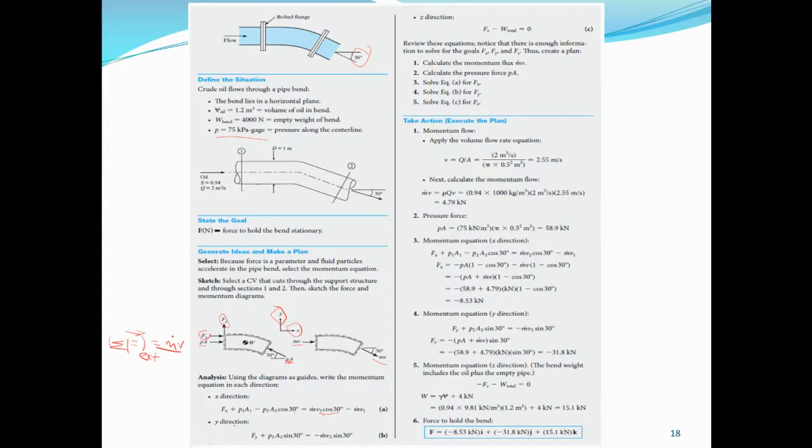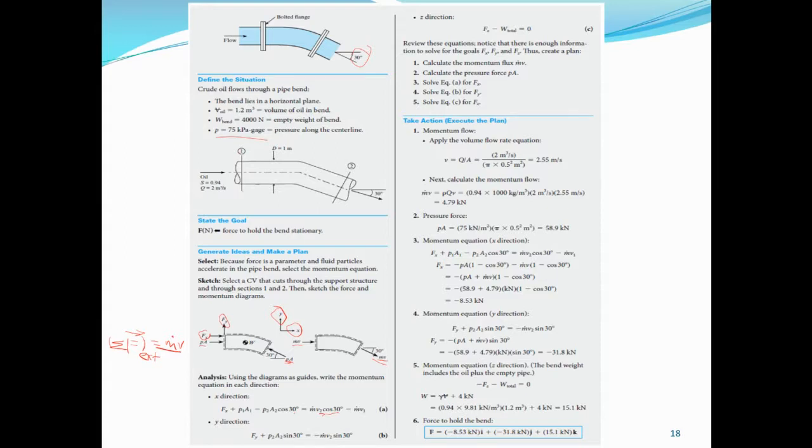Then we do the same thing in the y direction. Fy, the vertical one, plus the vertical component of P2A2, is equal to the vertical component of the final momentum, the momentum in section 2, which is pointing downward. That's why it's negative. In the z direction, we have Fz minus the total weight, which is acting downward. So we have 3 equations, and we can use them to find Fx, Fy, and Fz.